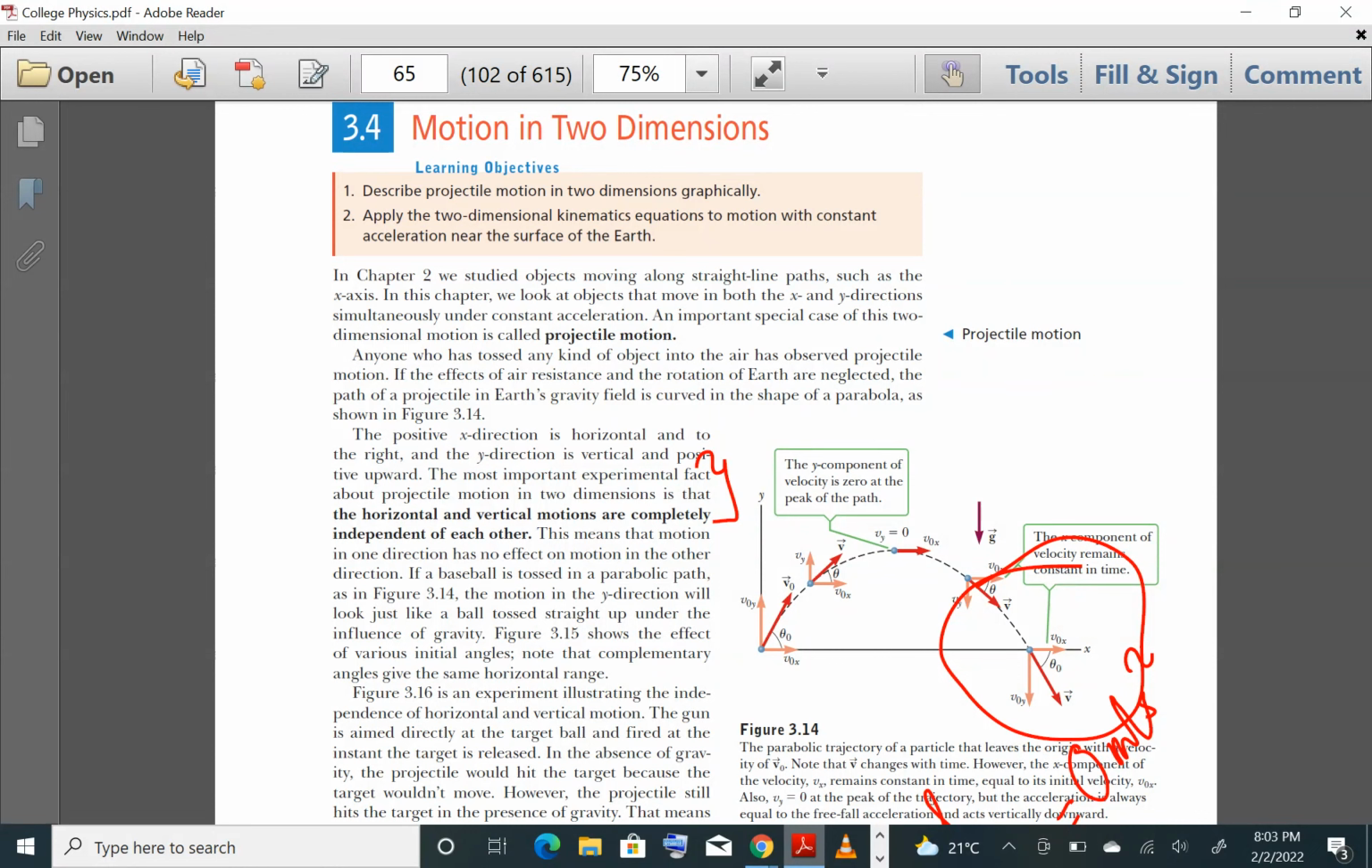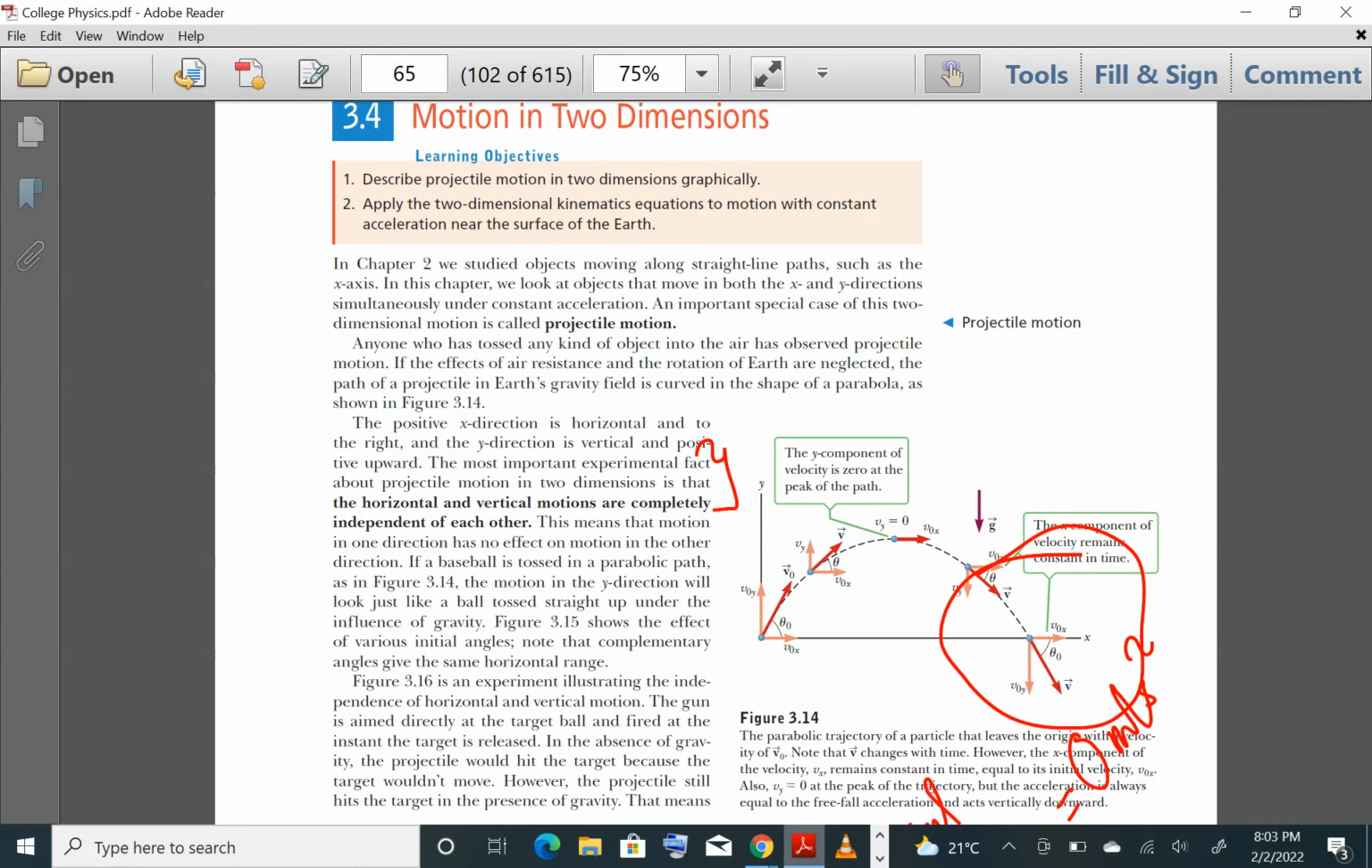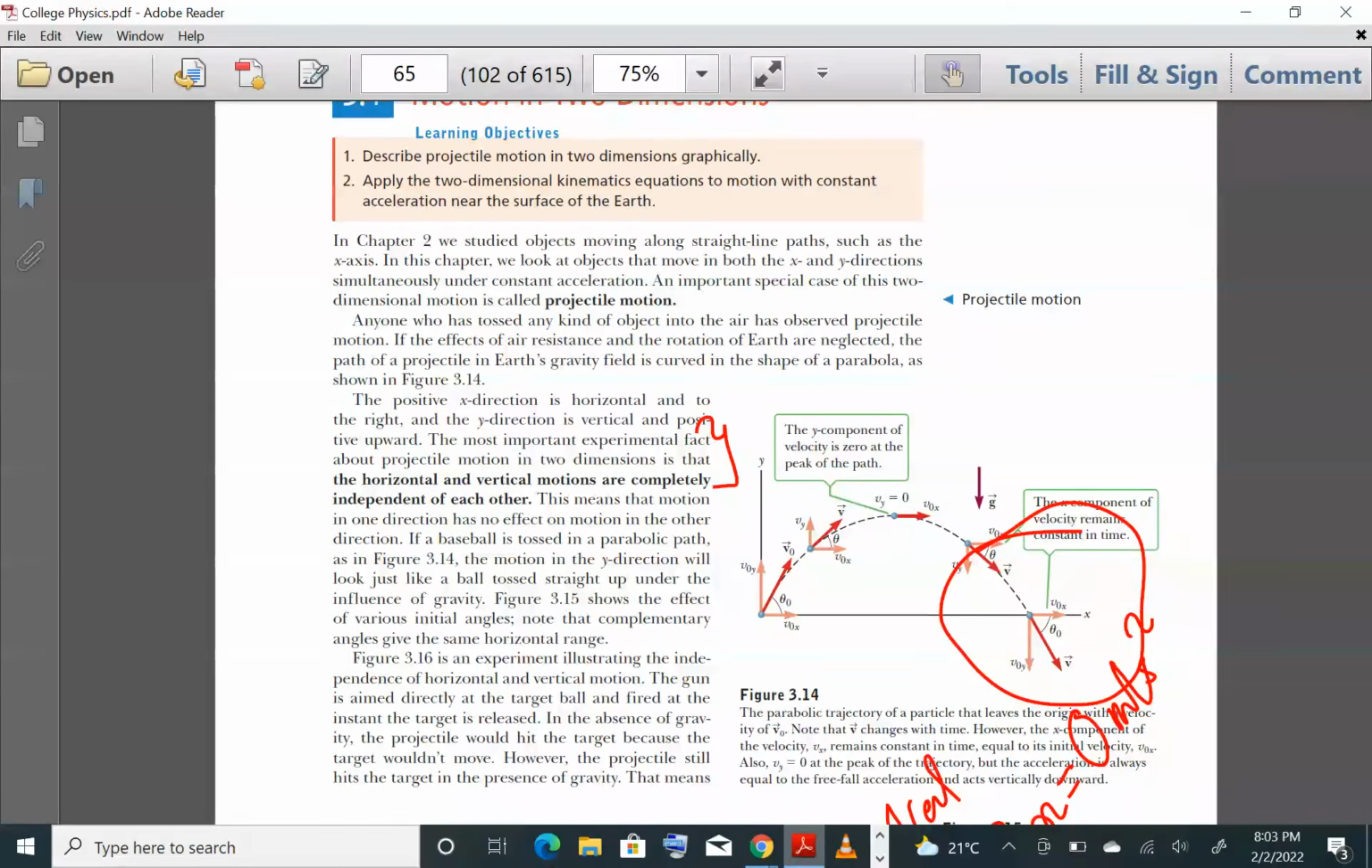And one thing that's very, very important that you need to understand, and it's highlighted there as you can see, is the fact that the horizontal and vertical motions are completely independent of each other. So what's happening in the horizontal and what's happening in the vertical are two separate motions, and that is very, very important to understand.